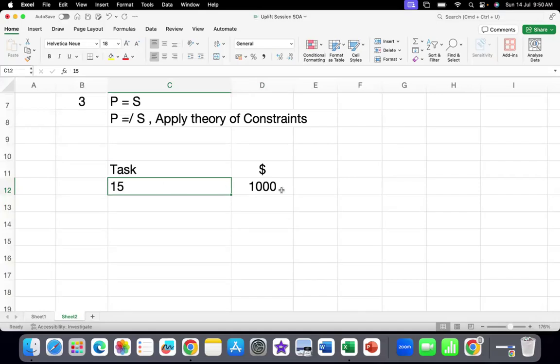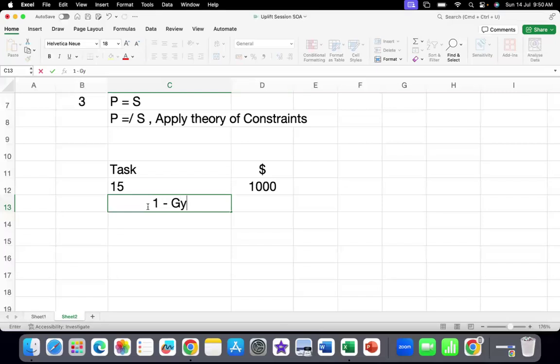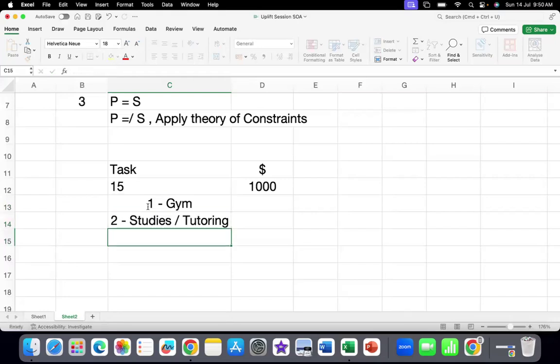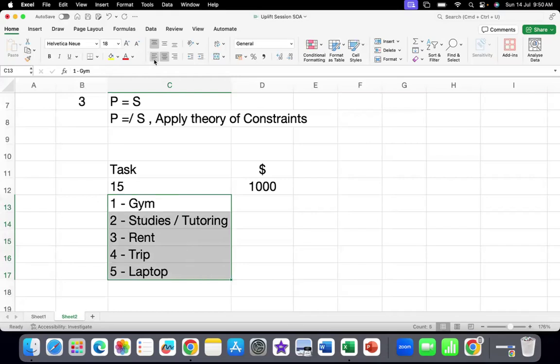So for example, one of the tasks in the list is joining the gym. The second task would be studies or tutoring. The third is rental cost. Fourth, let's say, is you're going for a trip. Let's say fifth is you need to buy a laptop. And there are plenty more to do, and everything has a cost in front of it.